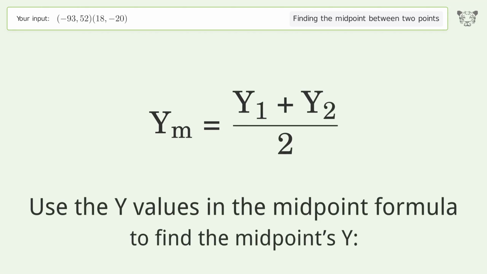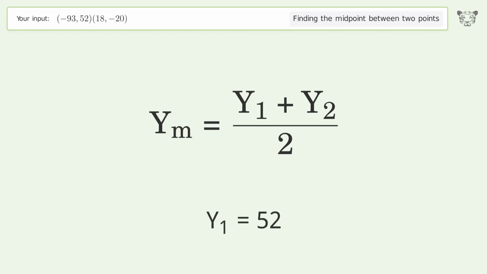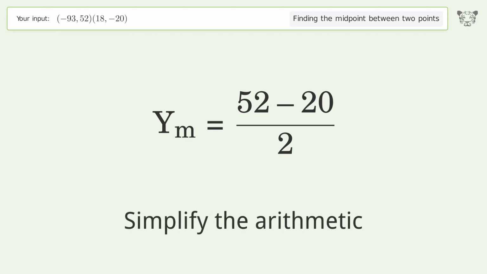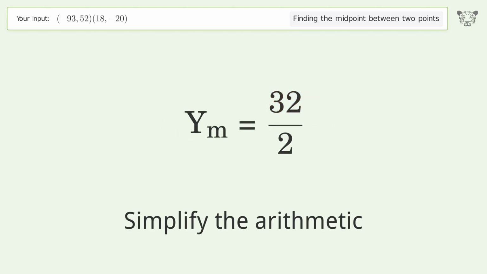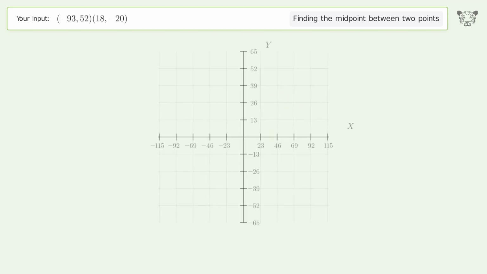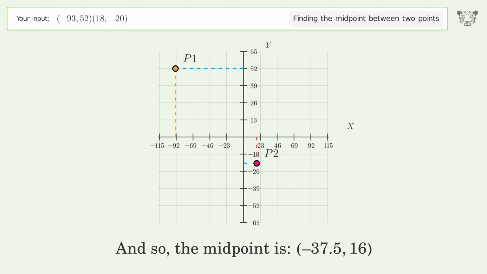Use the y values in the midpoint formula to find the midpoint's y. y1 equals 52. y2 equals negative 20. Simplify the arithmetic. And so, the midpoint is negative 37.5, 16.